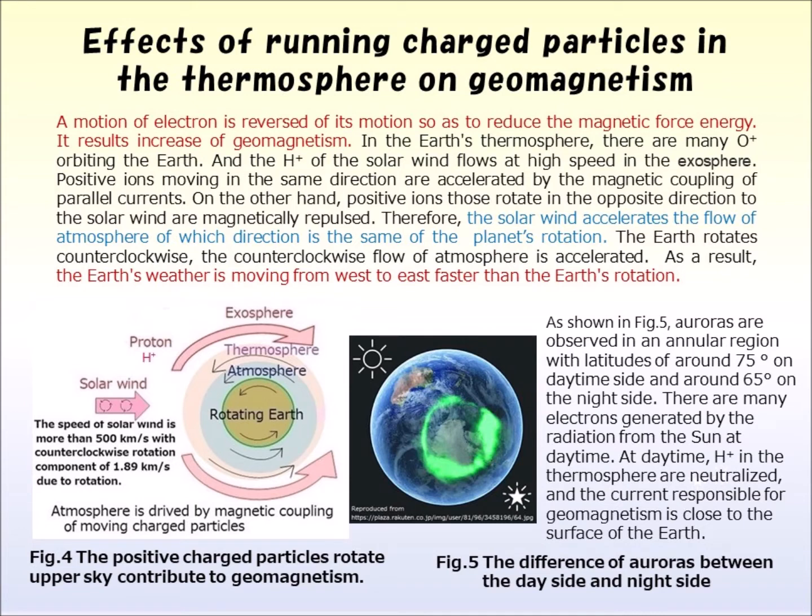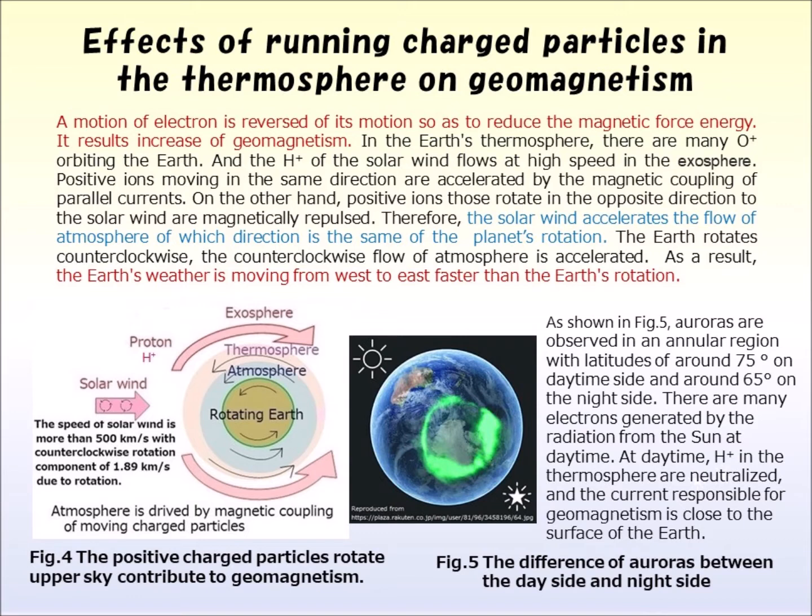In the Earth's thermosphere, there are many O+ orbiting the Earth. And the H+ of the solar wind flows at high speed in the exosphere. Positive ions moving in the same direction are accelerated by the magnetic coupling of parallel currents. On the other hand, positive ions that rotate in the opposite direction to the solar wind are magnetically repulsed. Therefore, the solar wind accelerates the flow of atmosphere whose direction is the same as the planet's rotation. The Earth rotates counterclockwise, so the counterclockwise flow of atmosphere is accelerated.